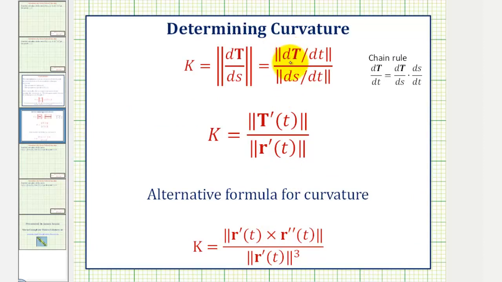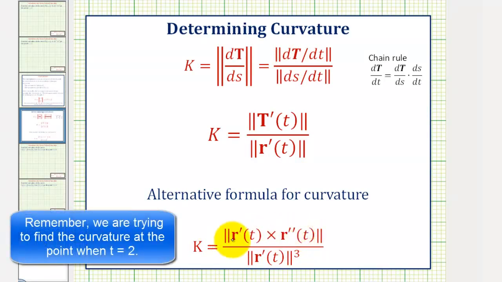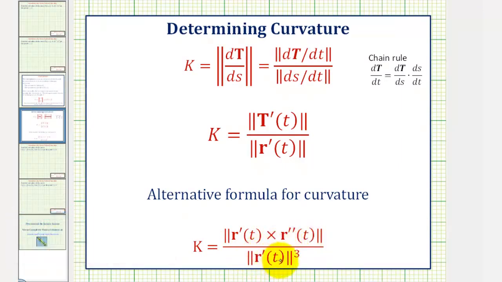More specifically, we'll be using this alternative formula for curvature, where we have the magnitude of the cross product of r prime of 2 crossed with r double prime of 2, divided by the magnitude of r prime of 2 cubed. Now before we do this, let's look at this graphically.